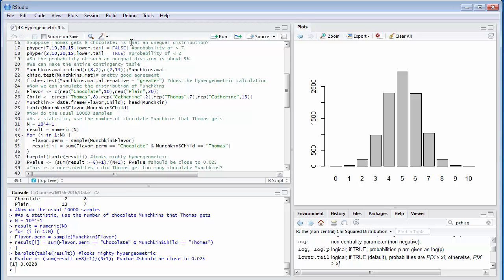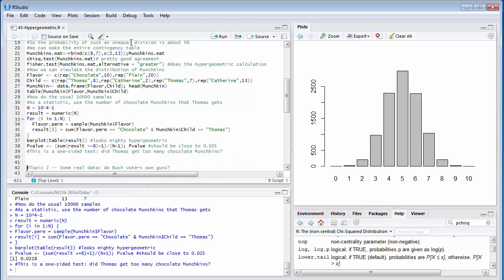Notice this is what statisticians call a one-sided test. We're addressing the issue of whether Thomas got too many chocolate munchkins, rather than the question of whether the number he got was unreasonably unlikely, either through being too large or too small. Now let's try this on some real data.